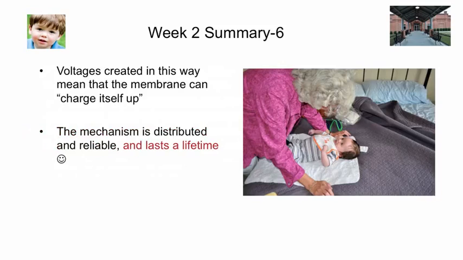And finally, this mechanism is distributed and reliable and forms a way for the membrane to charge itself up. Now, it's not creating energy from scratch. It's using metabolic energy to create electrical energy. It's as if your computer battery decided to go out and eat lunch, and after eating lunch, your computer battery recharged itself back to its starting voltage.